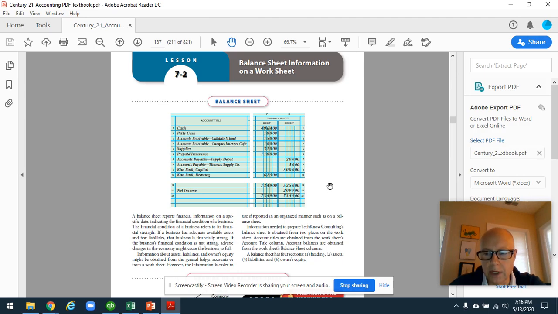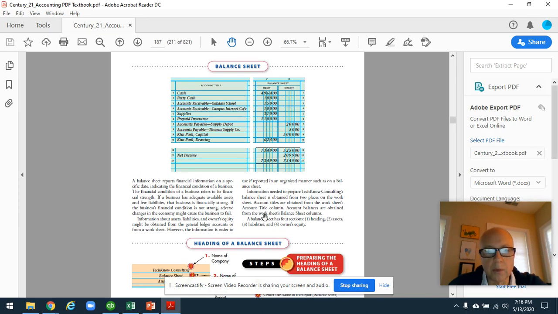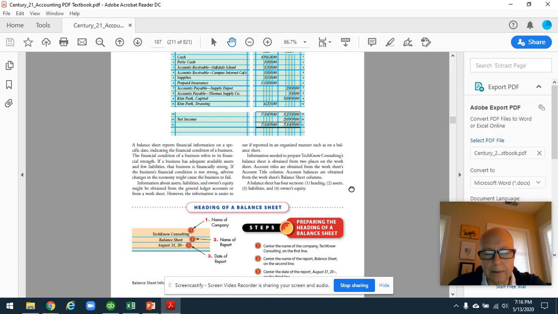I do want you to read through the chapter material because there's some information here I want to reinforce. Read the paragraph, okay, because we're talking about financial strength of the organization, and that applies here. I also want you to know the four sections of the balance sheet. The heading, of course, who, what, when. Another section is the asset section. The other sections are the liability section and owner's equity.